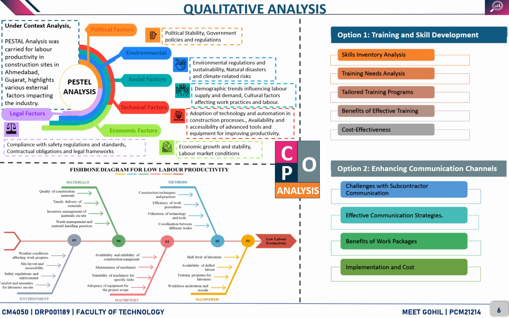Moving to effective communication strategies that emphasize the need to eliminate an ambiguity in task required for subcontractor, and proposing leaving detailed work packages at the site to ensure clarity to each and every subcontractor.